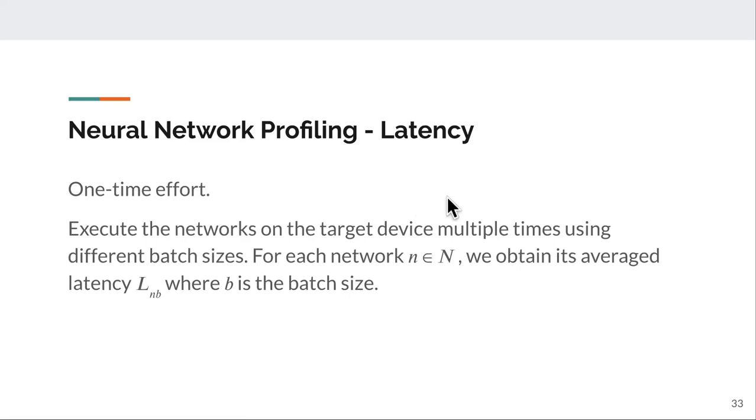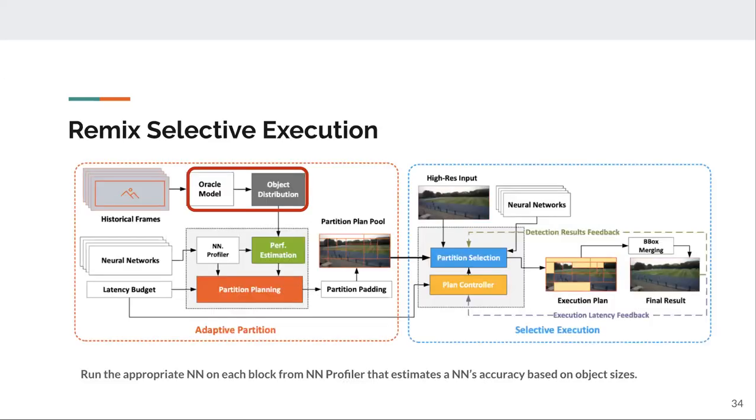What they do is actually execute those networks on the target device multiple times using different batch sizes. So for each network, they obtain the average latency L and B, where B is the batch size. And then at the beginning, we need to know the object size distribution. So they run the appropriate neural networks on each block from the neural network profiler that estimates neural network accuracy based on object sizes.